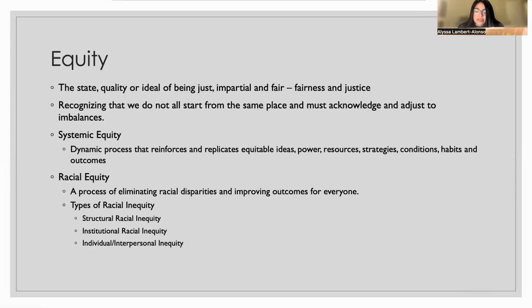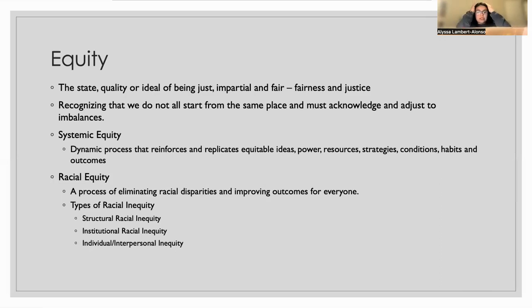So this is a process of eliminating racial disparities and improving outcomes for everyone. It is the intentional and continual practice of changing policies, practices, systems, and structures by prioritizing measurable change in the lives of people of color. It also seeks measurable milestones and outcomes that can be achieved on the road to racial justice. There is another subcategory under this, racial inequity, and there are 3 types.